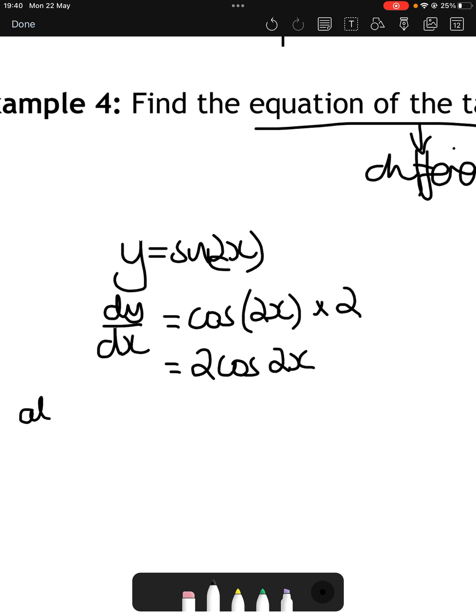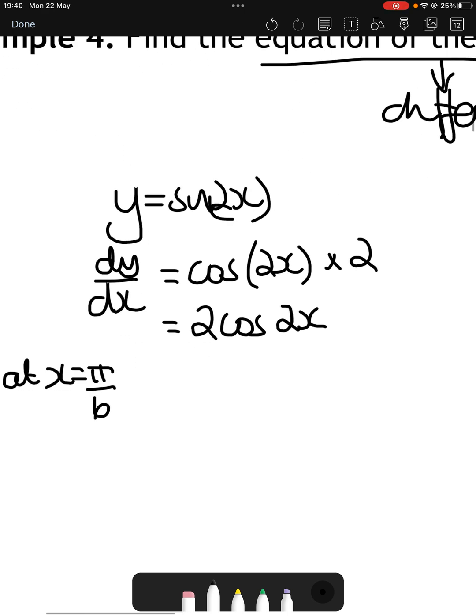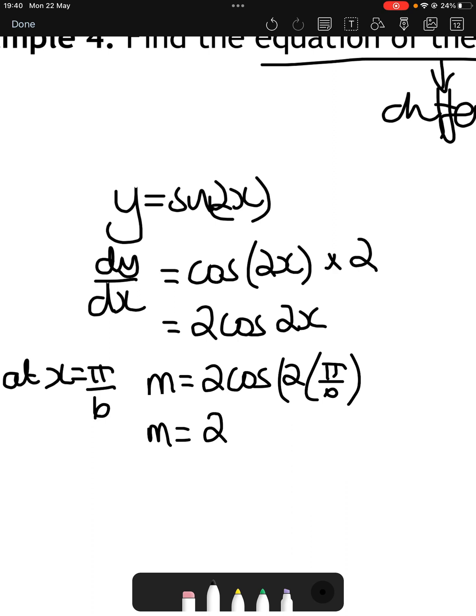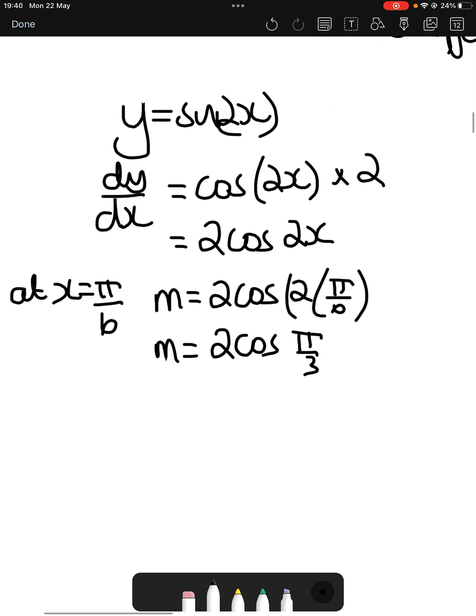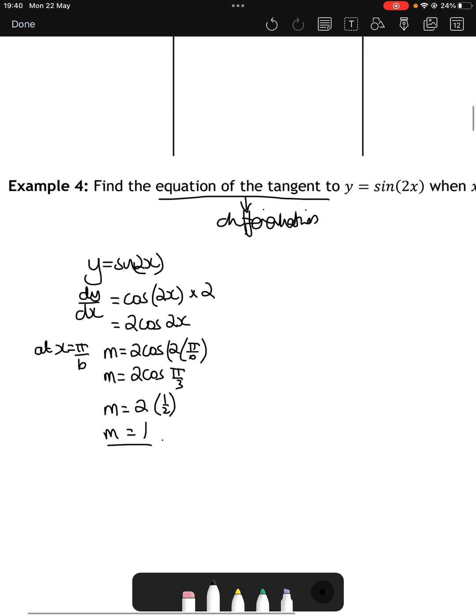We know that x is pi over 6. Remember what we're trying to do? We're trying to get the gradient, remember. Two times pi over 6 is pi over 3 because they cancel down. Pi over 3, remember, is 60 degrees. So 2 times cos of 60 is a half. So our gradient is in fact 1. So that's some exact values that you need to know there.